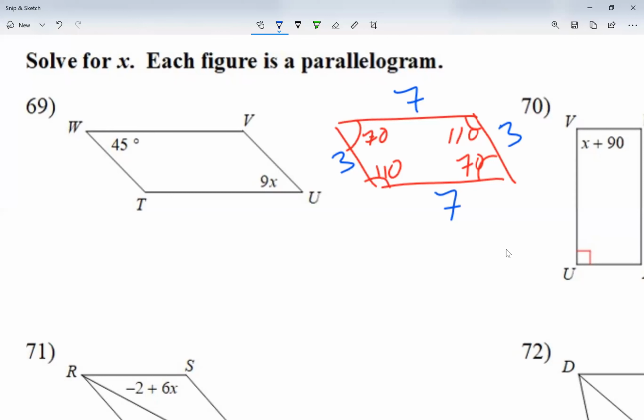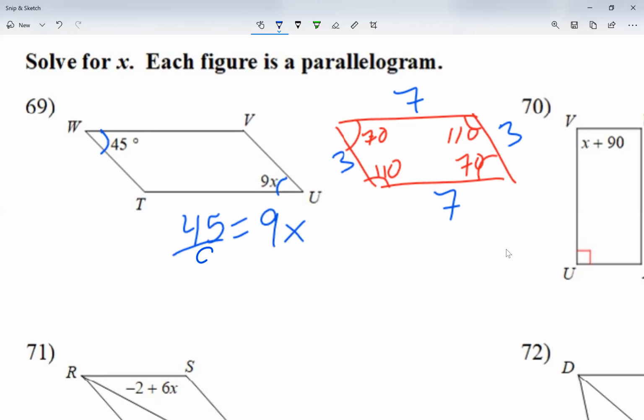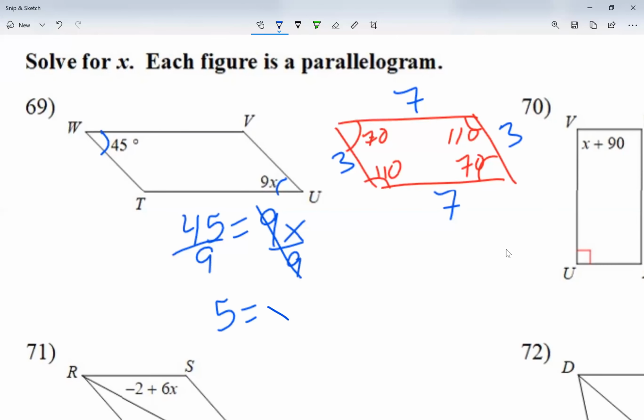So looking at 69, I'm looking at angles because the numbers are inside of the figure. I'm going to say these two angles are equal to each other. So in order for me to solve for x, I'm just going to say 45 is equal to 9x. The rest is just algebra. In order to get the x by itself, let me divide both sides by 9. So I get that 5 is equal to x. Right? Solve is basically find the value of x. We can just say x is equal to 5.